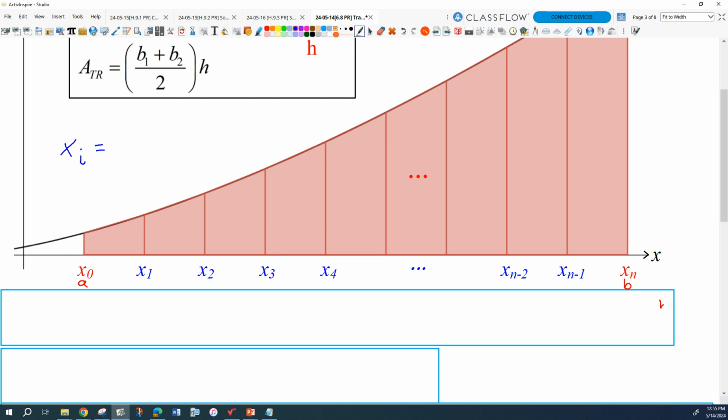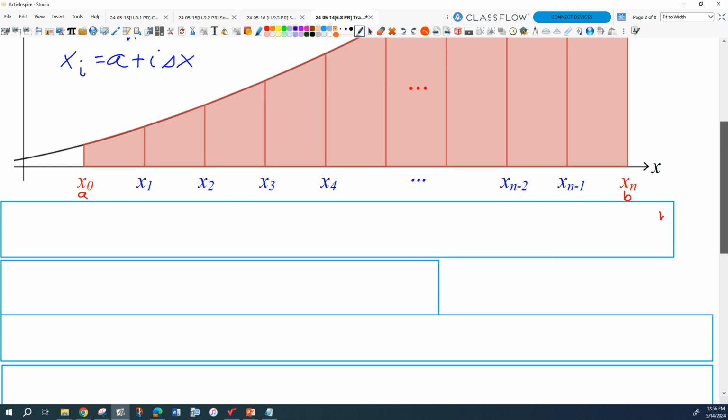Well, okay, how many steps from the left edge am I taking to get there? I steps, right? Each step is delta x, and I'm starting at A. So it's just A plus I delta x. That's x sub I, just like before. And what is delta x? B minus A over n. Same stuff as before, exactly, right? Okay, so what does that tell us then?